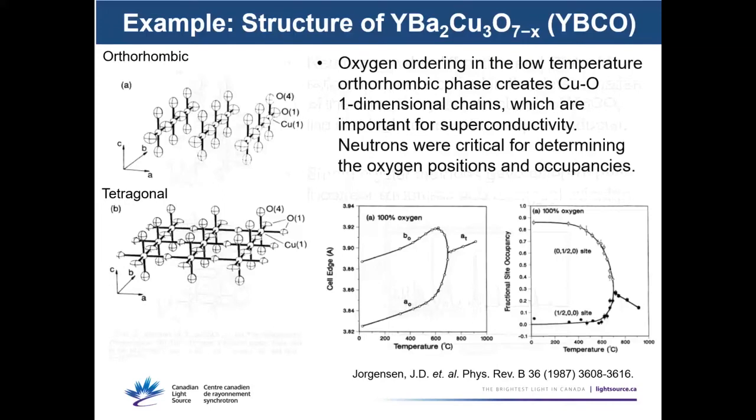And oxygen ordering in the one-dimensional chains of the orthorhombic form of YBCO is critical to the superconductivity. Neutron diffraction is very sensitive to oxygen positions, more so than X-ray diffraction. So neutron diffraction was an ideal tool suited to solve and refine this crystal structure.